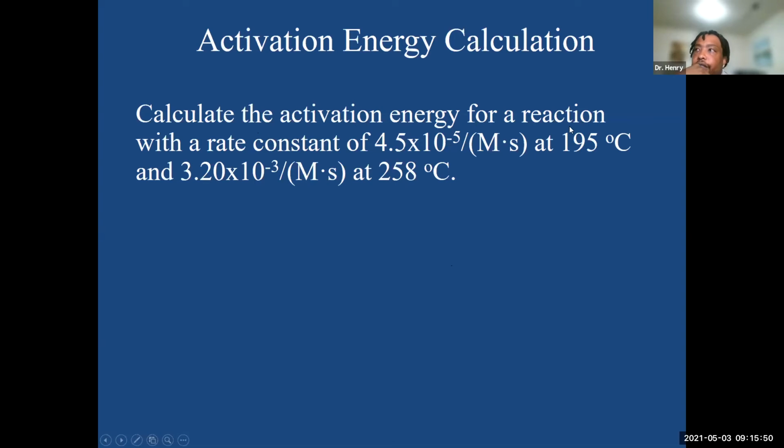So calculate the activation energy for a reaction with a rate constant of 4.5 times 10 to the minus 5 molarity seconds at 195 degrees Celsius, and then 3.20 times 10 to the minus third molarity second at 258 degrees Celsius.